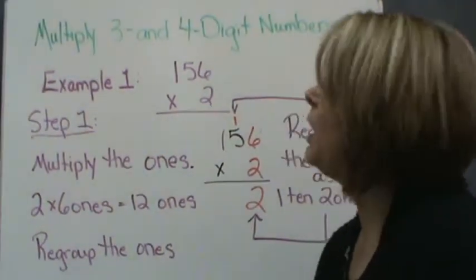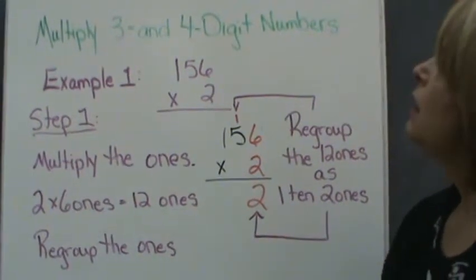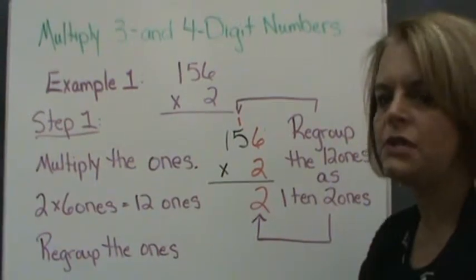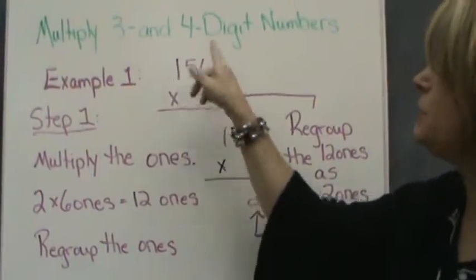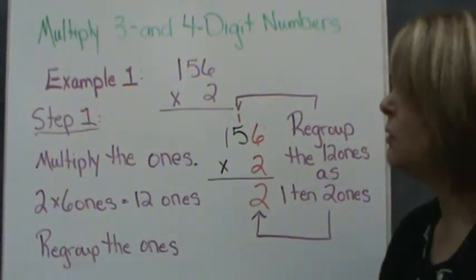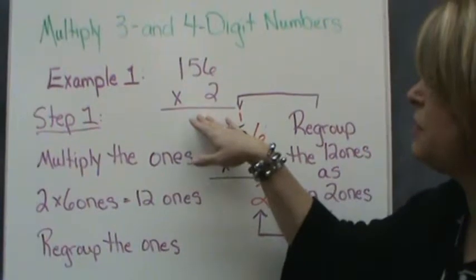This video is going to show you how to multiply 3 and 4 digit numbers. We're still going to multiply, the bottom number is still going to be a single digit for now, but let's talk about multiplying these larger numbers, 3 and 4 digit numbers, by a 1 digit number. So our first example, 156 times 2.